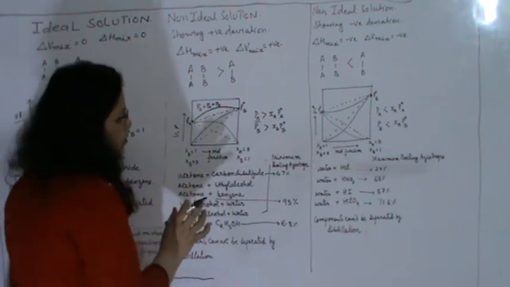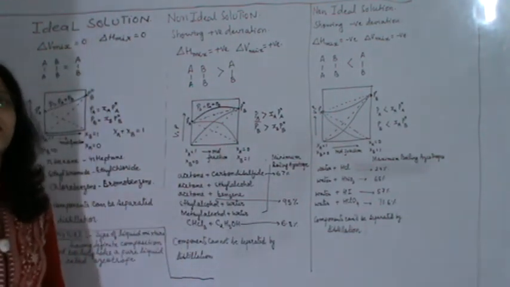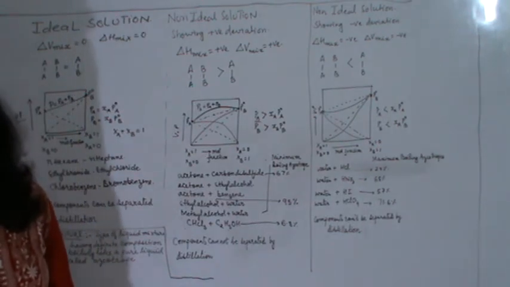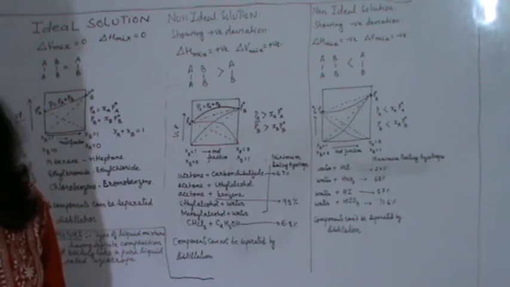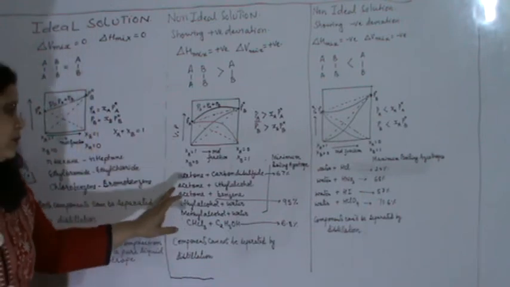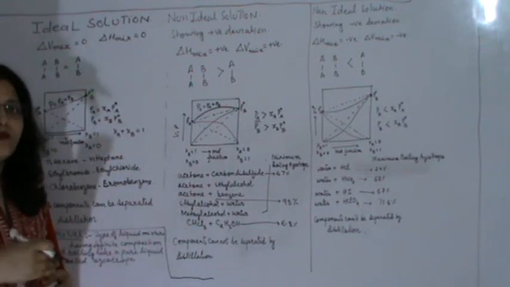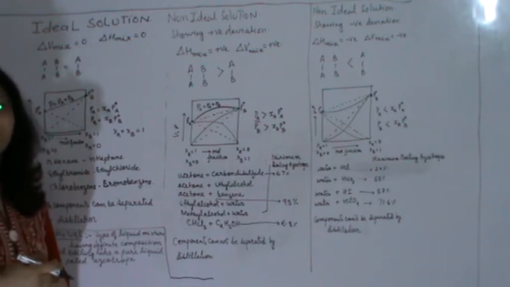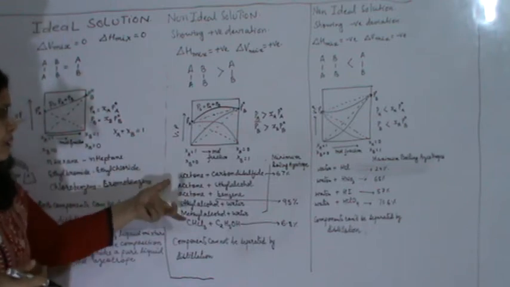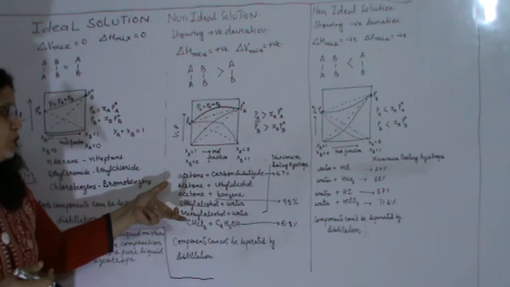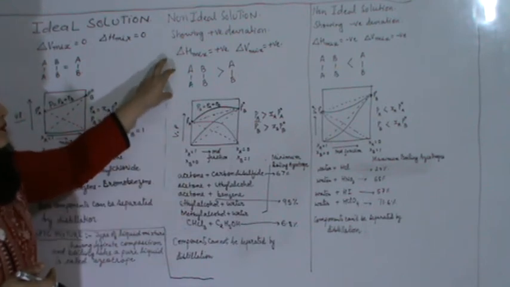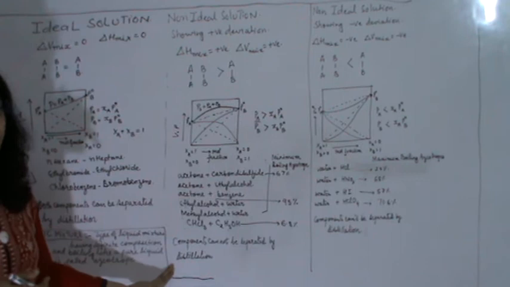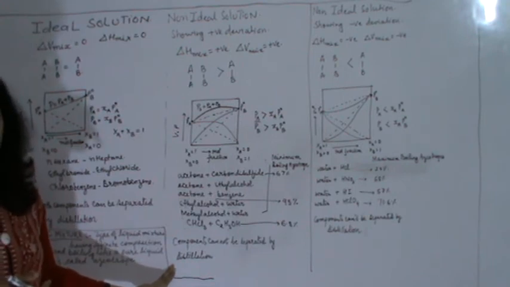They all form solutions, but these solutions are not ideal solutions. They do not obey Raoult's law. They show positive deviation from ideal behavior. Positive deviation means the vapor pressure would be more than the expected vapor pressure. Delta H mixing would be positive, delta V mixing will also be positive. Now these non-ideal solutions which show positive deviation cannot be separated by distillation.